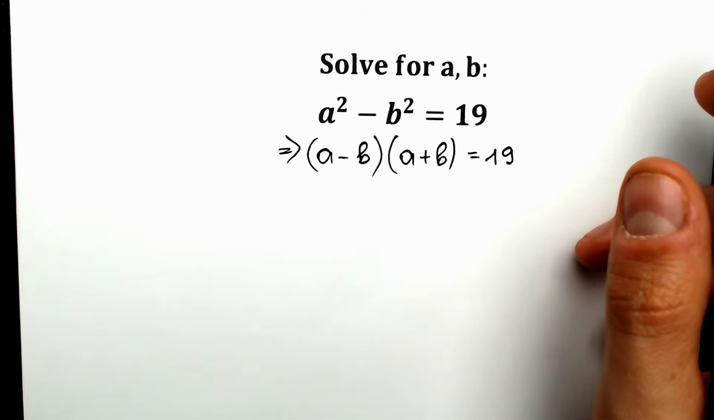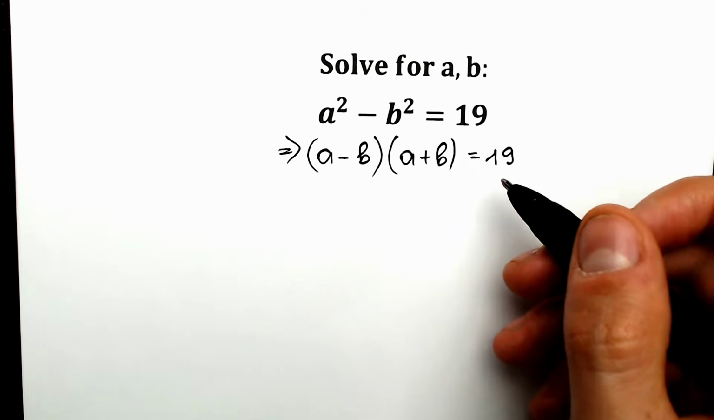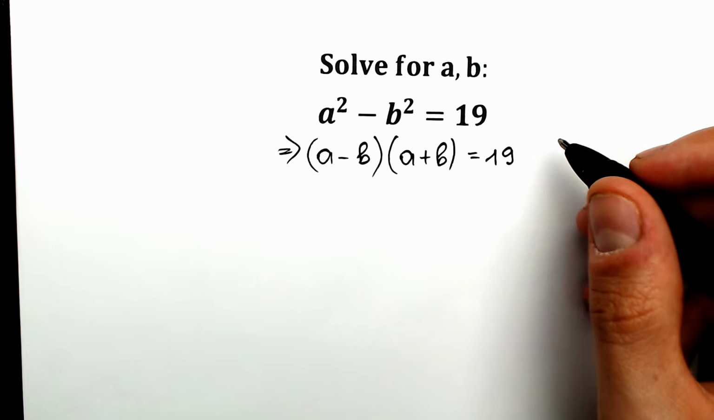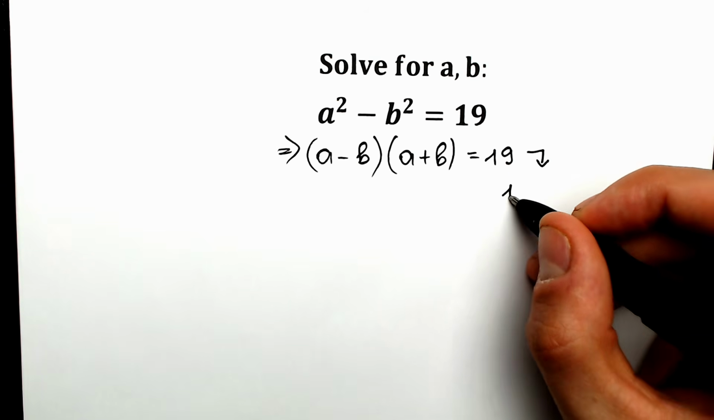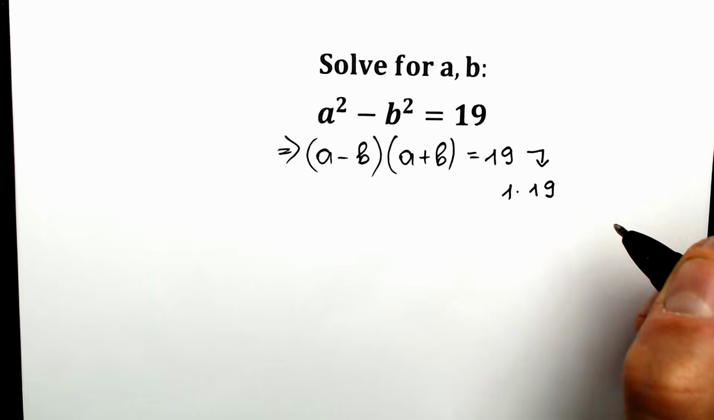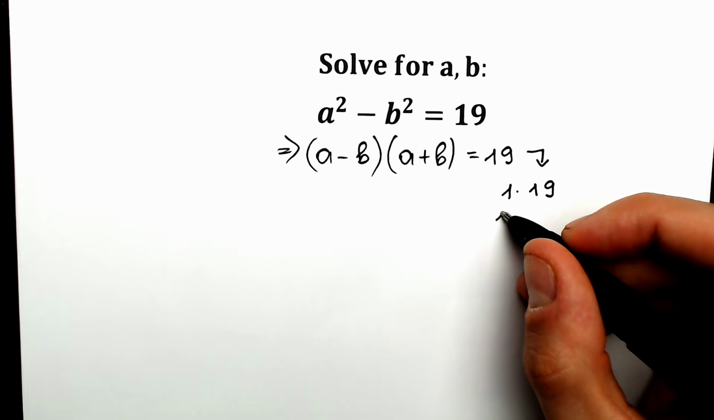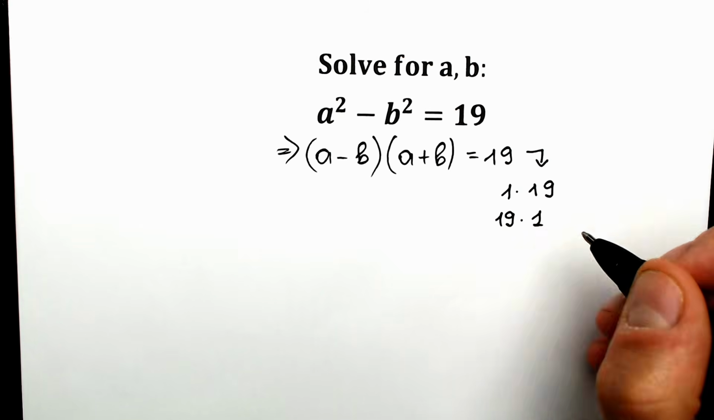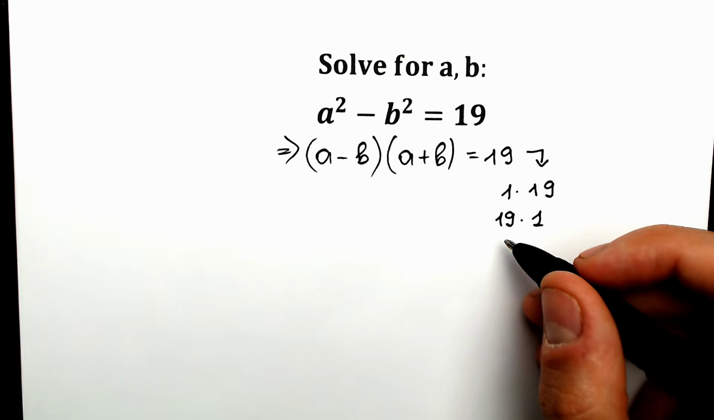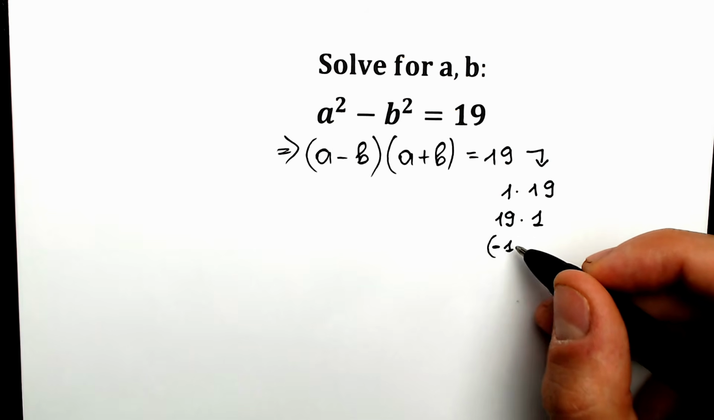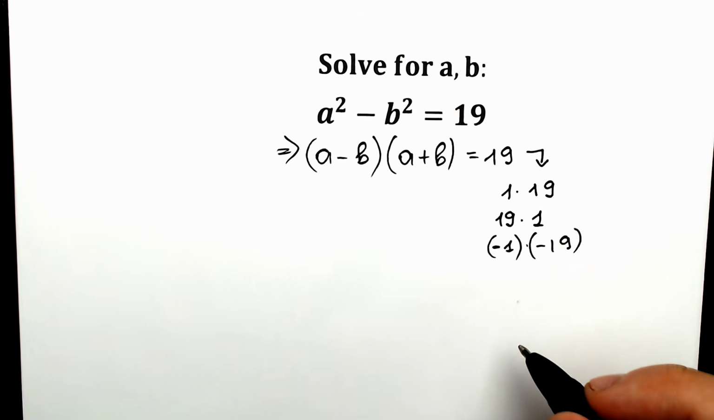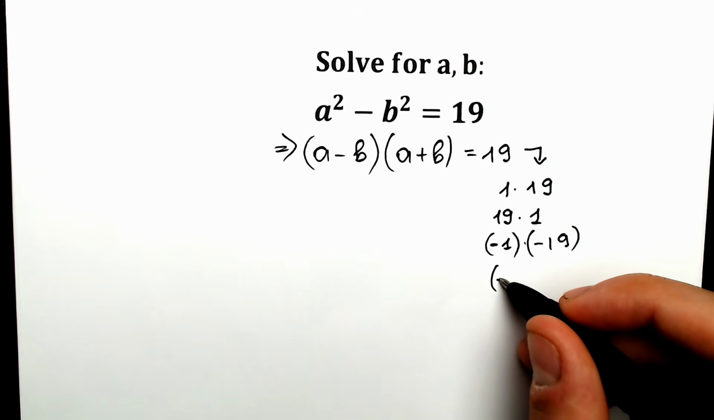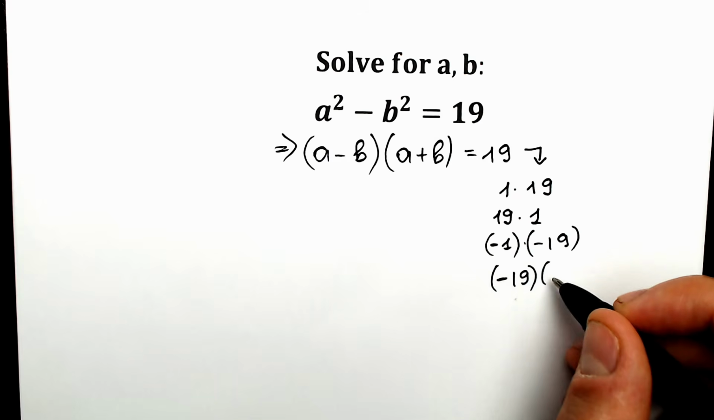Right now, a few words about this 19. 19 is a prime number, so we don't have a lot of cases. How can we express this 19? We can easily do this real quick. We can write this 19 as 1 times 19. This is the first way. Of course, 19 times 1 is also a case for us, and of course a negative part, minus 1 times minus 19. This is our third case, and our fourth case is minus 19 times minus 1.